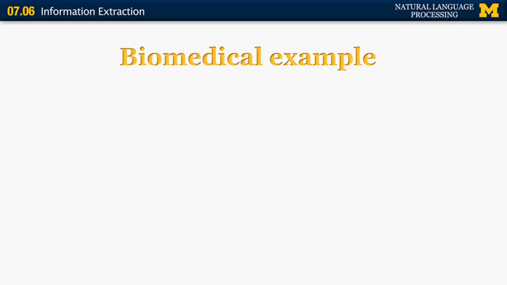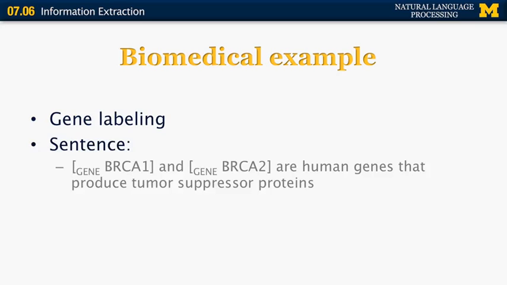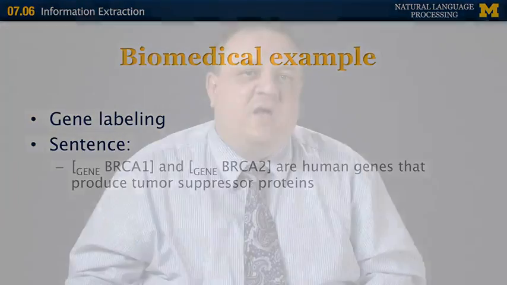Information extraction and named entity recognition is very commonly used in the biomedical domain. So some examples include gene labeling. So here's an example of a sentence. BRCA1 and BRCA2 are human genes that produce tumor suppressor proteins. In this case, we want to label the two instances of genes, BRCA1 and BRCA2, as genes.